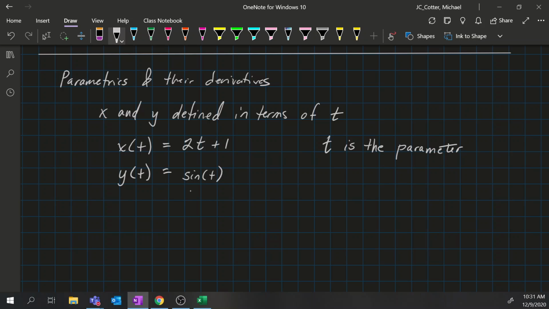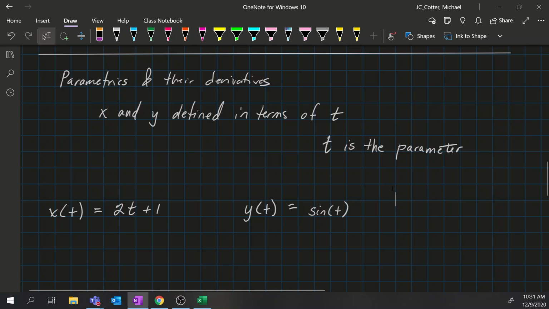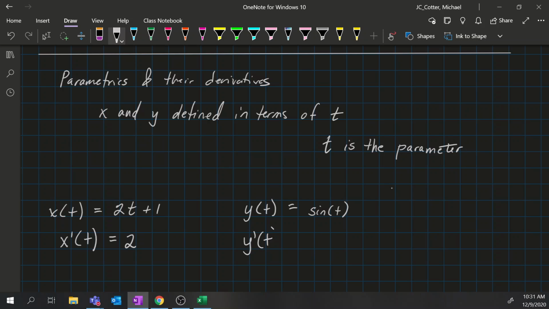Okay? Now, even if you don't understand all that, you can still pretty easily find the derivatives here. So you can basically just pretend that x is your dependent variable and t is your independent variable. Y is your dependent variable and t is your independent variable. So I can write that x prime t is 2, right? That's just a power rule. And I can write y prime t equals cosine t.